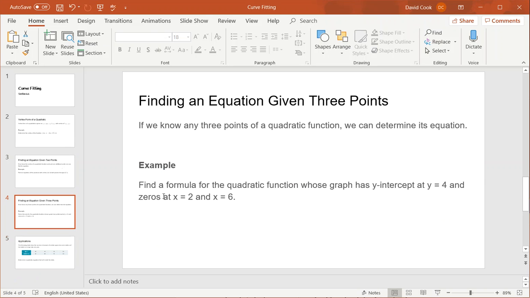Finding an equation given 3 points. If we know any 3 points on a quadratic function, we can determine its equation. So find a formula for the quadratic function whose graph has a y-intercept at y equals 4 and zeros at x equals 2 and x equals 6.